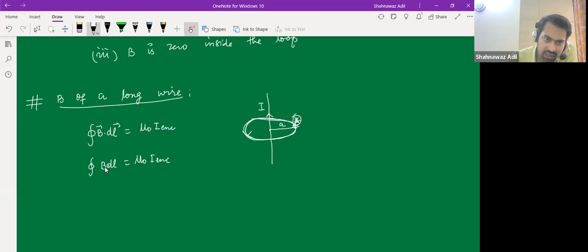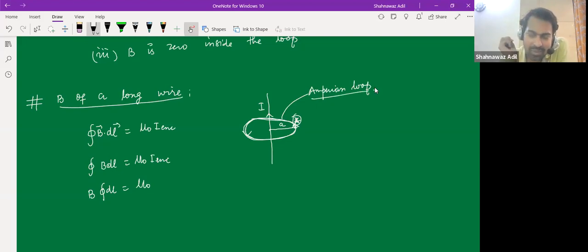right? And this B is uniform, so I can take it outside. So this is dl and this is mu naught. And what is the current enclosed, guys? Inside, this is the Amperian loop. So what is the current inside this Amperian loop? This is I, right? So this would be I.